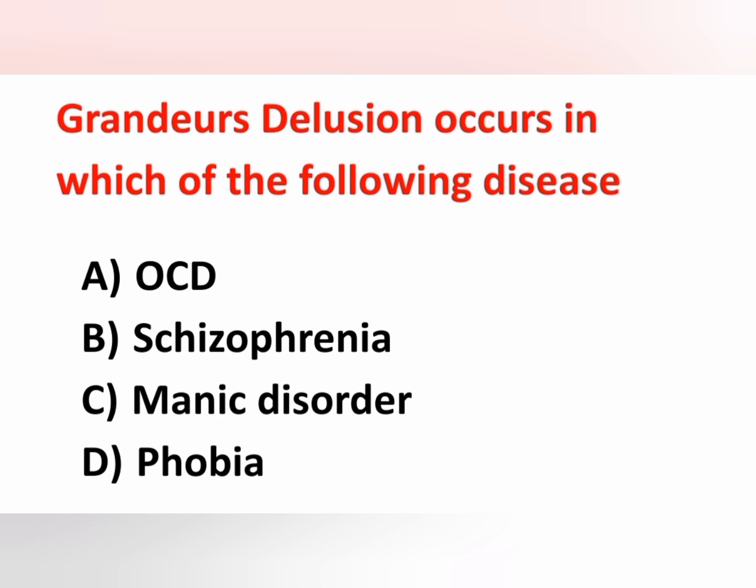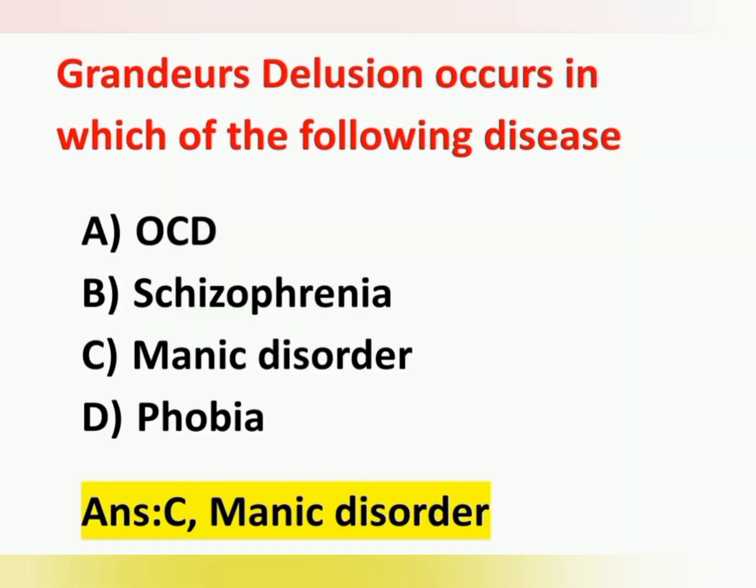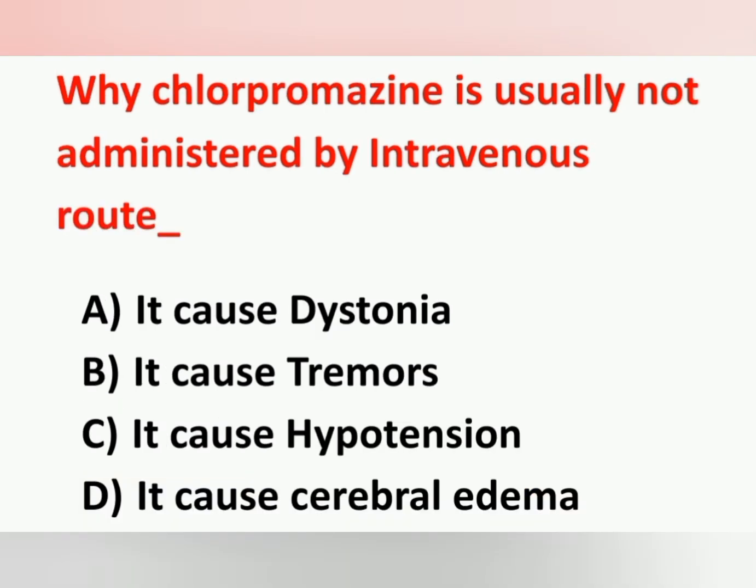A grandiose delusion occurs in which of the following disease? Options are option A OCD, option B schizophrenia, option C manic disorder, option D phobia. Correct answer is option C manic disorder. Delusion of grandiosity is usually seen in manic disorder. Option C is correct.